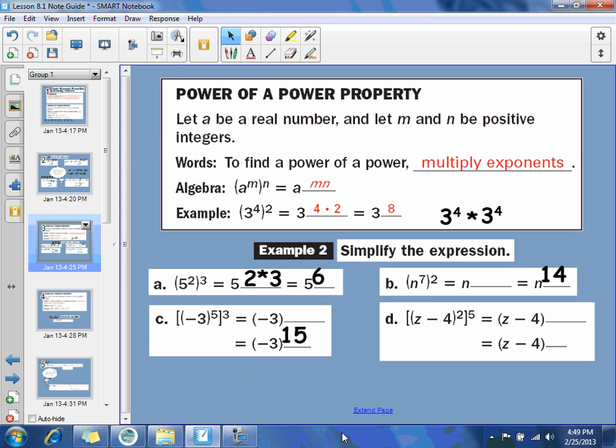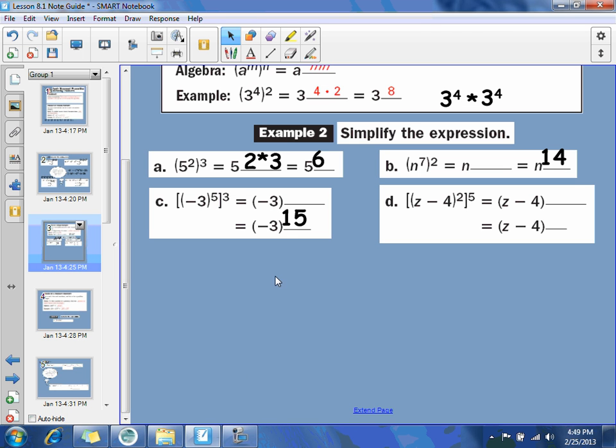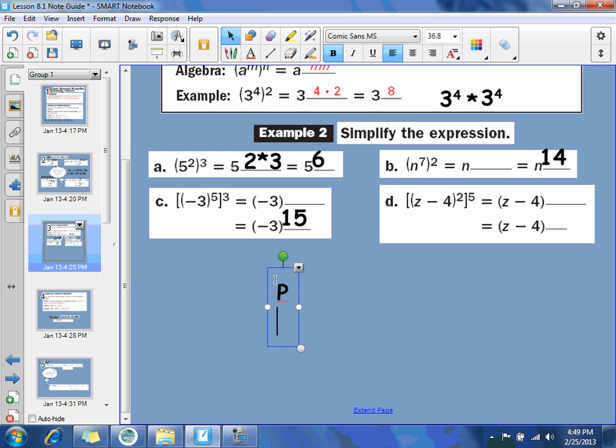Now D is a subtraction problem. Now remember your order of operations. Parentheses, exponents, multiplication, division, addition, and subtraction. Now we're up here in the land of exponents. This is where we are. This is a subtraction problem, all the way down here, all the way down there.